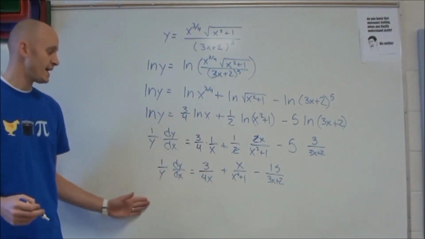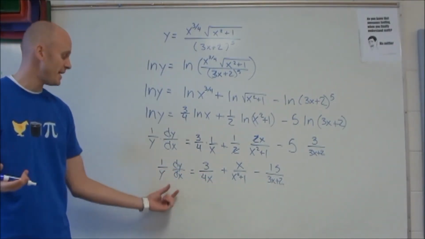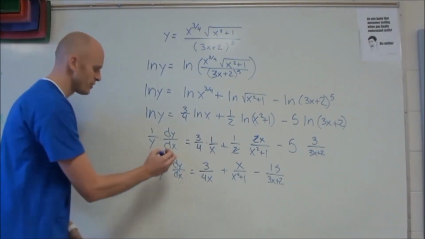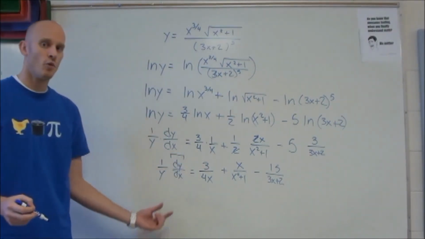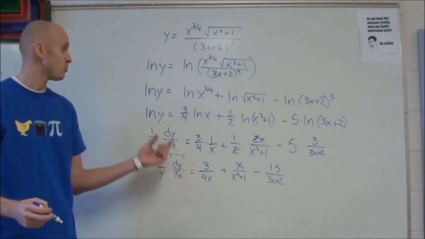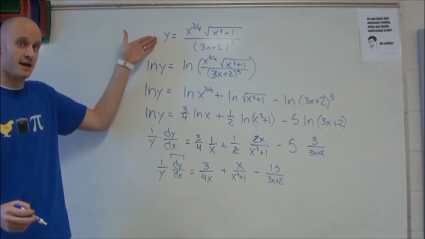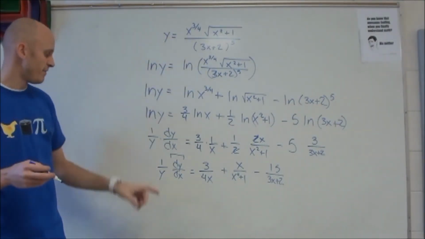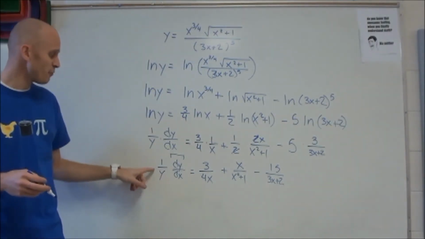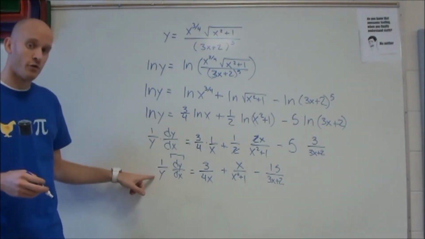We have it in almost our final form. We're trying to solve for the derivative of y with respect to x. That's what we're looking for. So, simplifying, I need to get rid of this 1 over y.